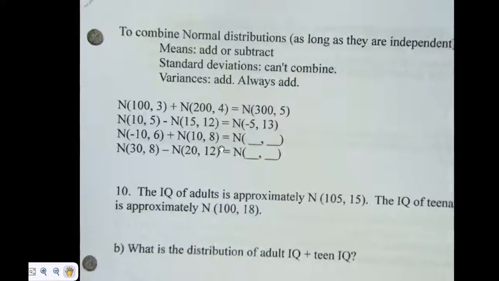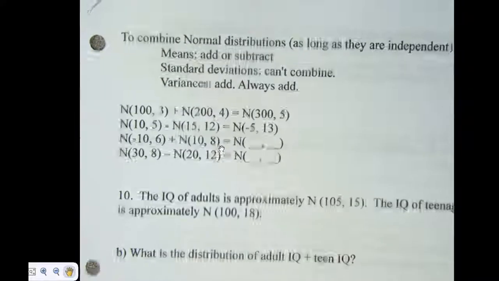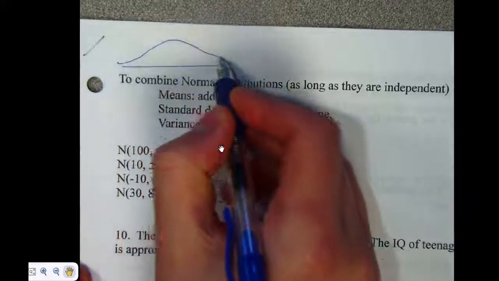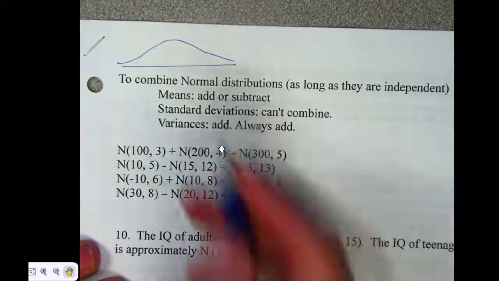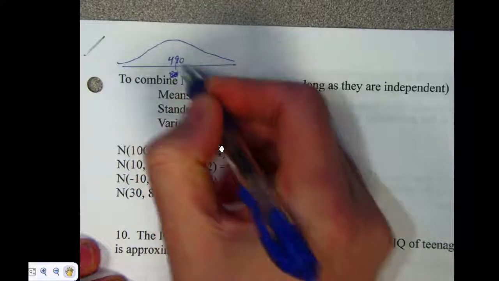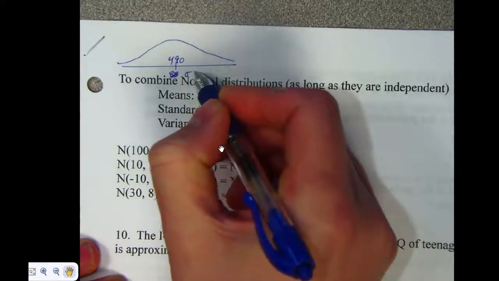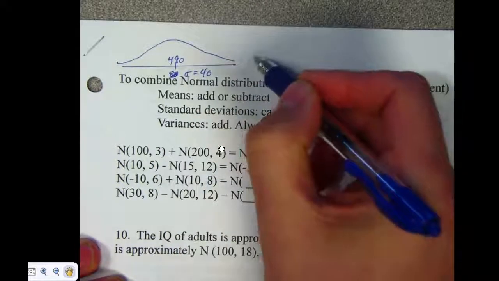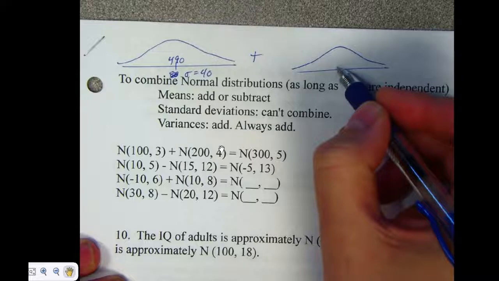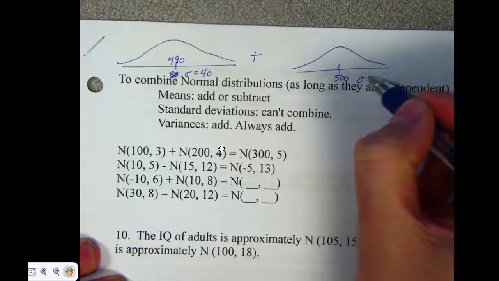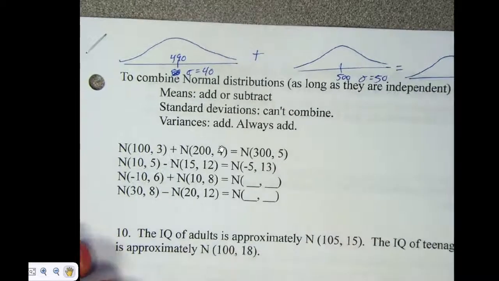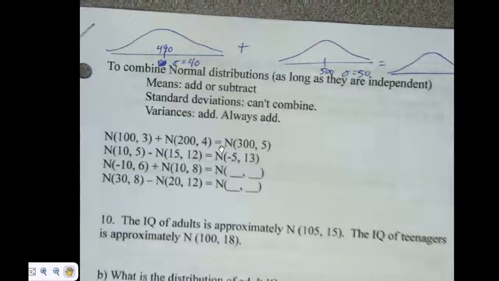What I'm going to do is have a normal distribution over here. Let's say this is the math portion of the SAT, with an average of 490 and a standard deviation of 40. Then I take the English portion of the SAT, where the average is 500 and the standard deviation is 50. I'm going to add those up and get a new distribution.